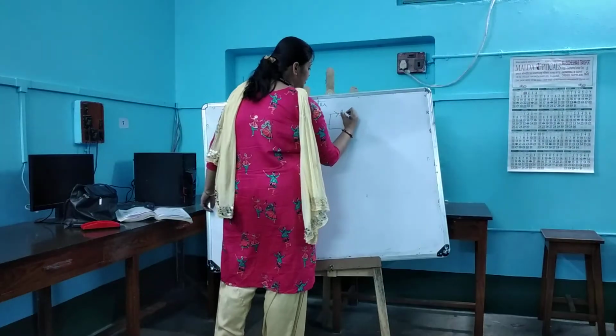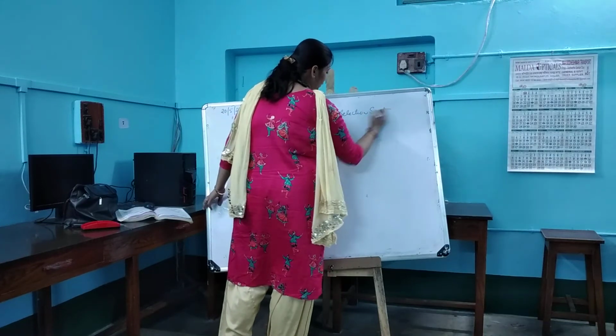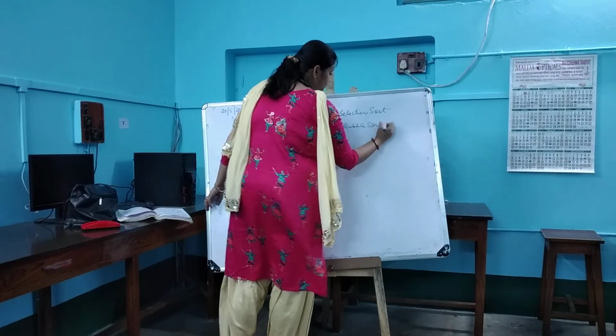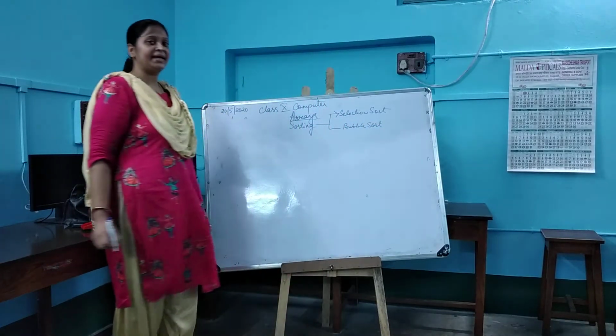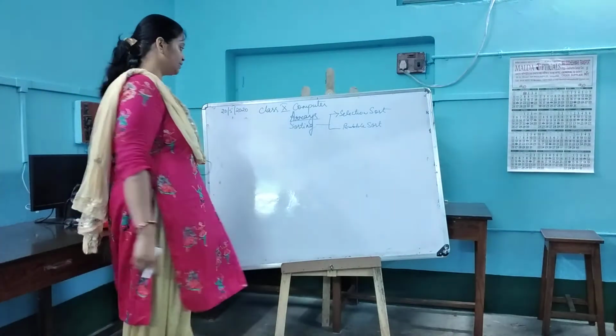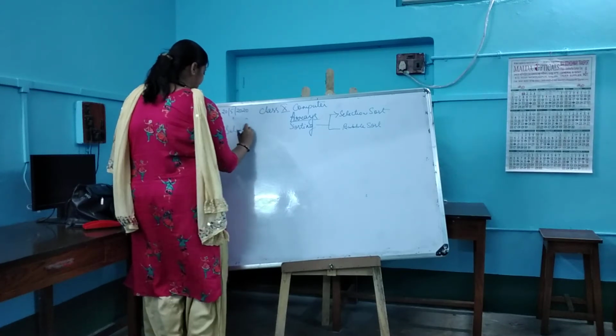One is selection sort, and the second one is bubble sort. These are the two sorting techniques which are used in Java using arrays. Now first we will go with selection sort.